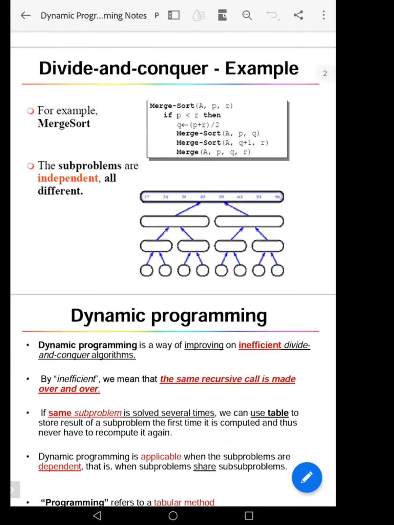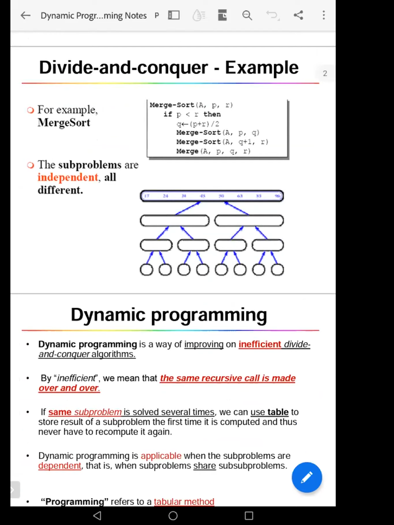This is an example of merge sort. This is a very good example of divide and conquer. This is simple code for merge sort. And here the subproblems are independent. The subproblems are independent, but all are different.